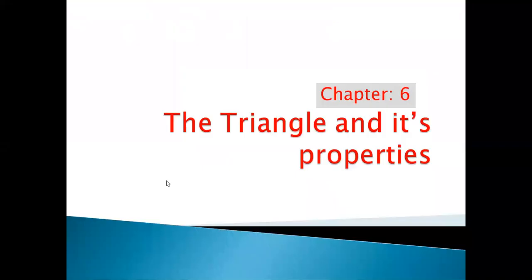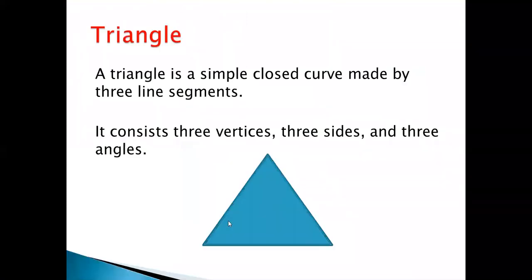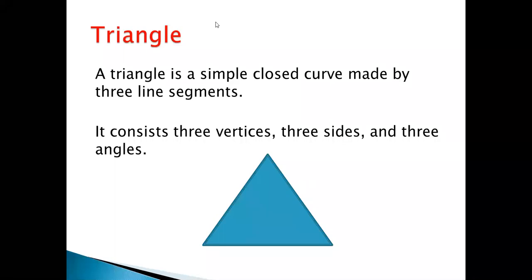The first thing, what is a triangle? It is given that a triangle is a simple closed curve made by three line segments. A triangle is a simple closed curve. Why is it said that it is closed?